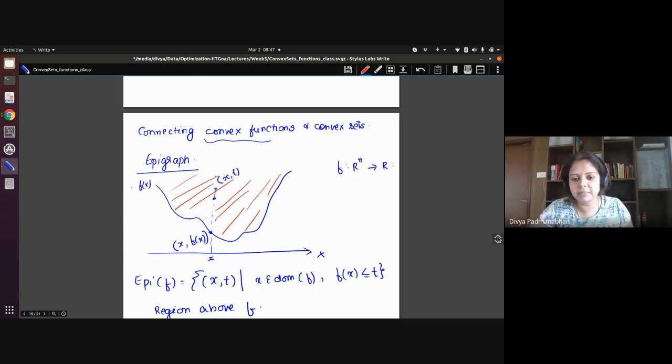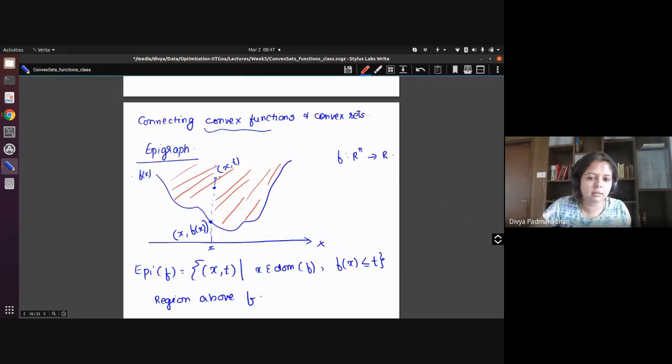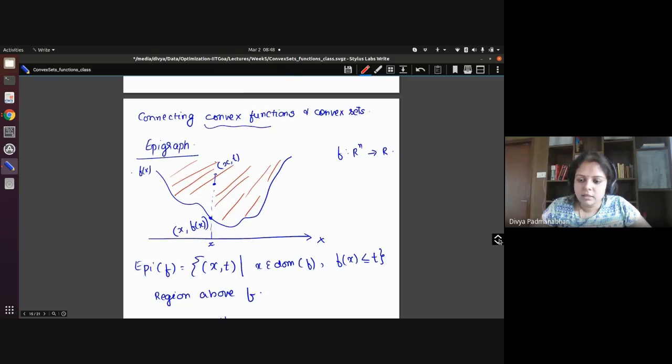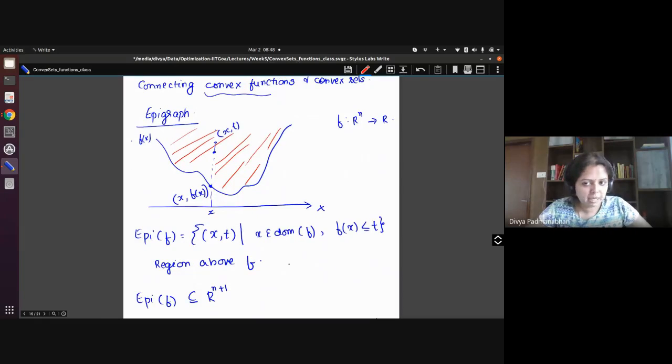Now the epigraph is basically an object. It's this whole space, in n dimensions plus one. In this case that I'm showing you, it's just a two-dimensional object. It consists of all these points (x, t) such that f of x is less than or equal to t. So basically all the points which lie above the function. It's the graph of this function and everything which lies above it. This one in red, that's the epigraph. It's the region above f, and you can see that it's a subset of R^(n+1).